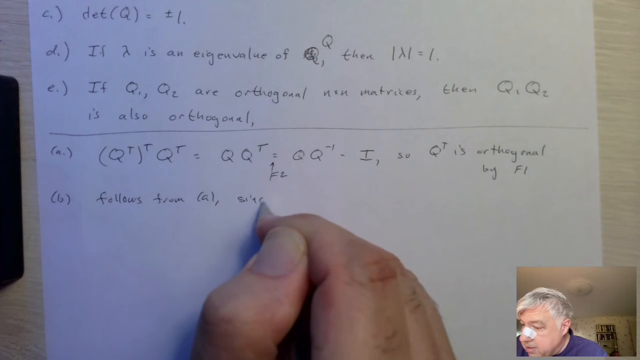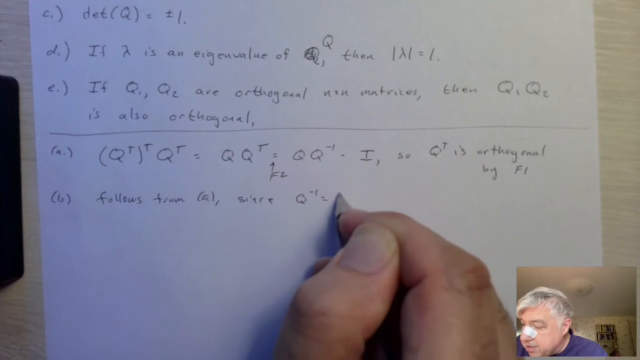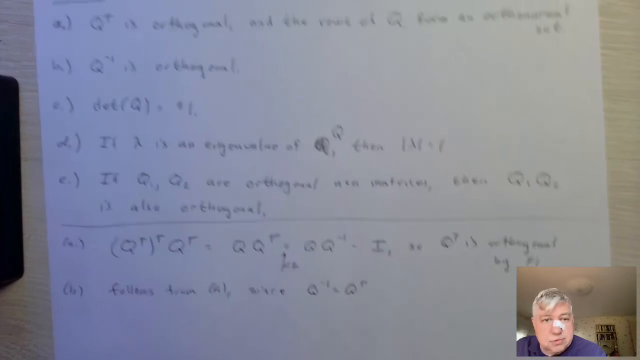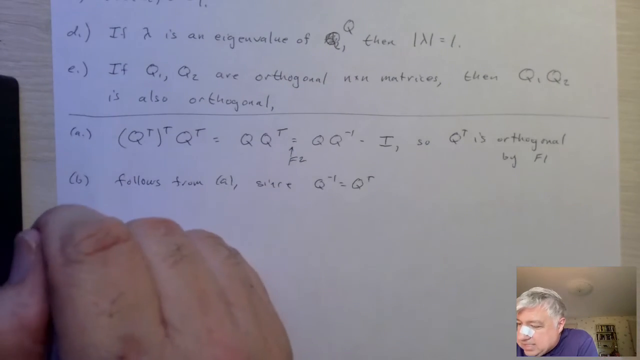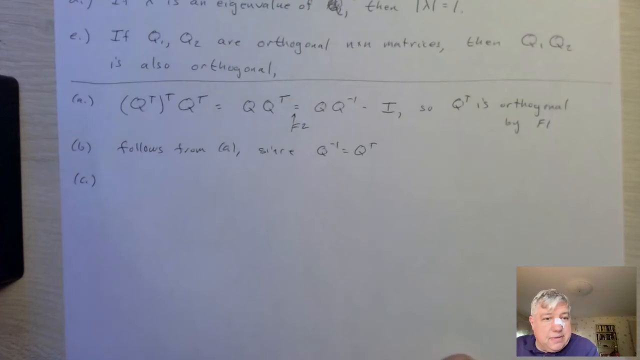Since Q inverse is equal to Q transpose, the inverse is orthogonal. Now, determinants. I think you might have seen this; I concluded it from what we were doing earlier.